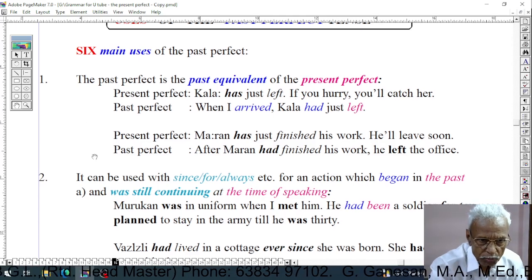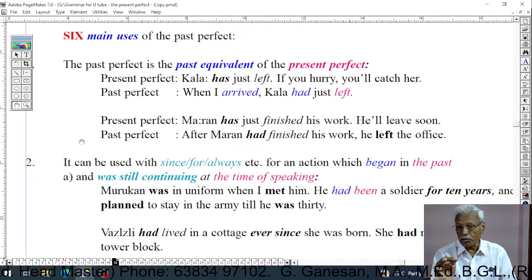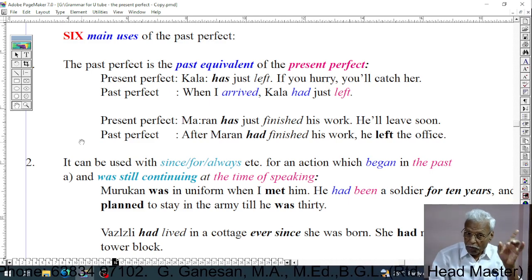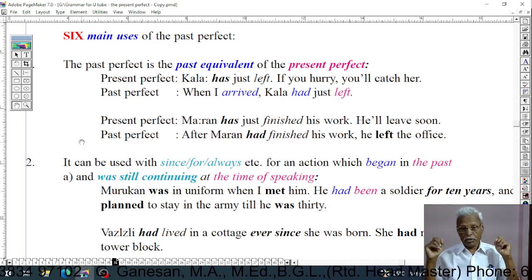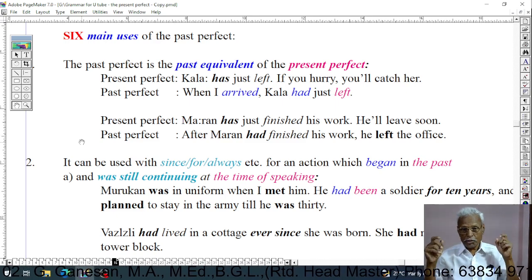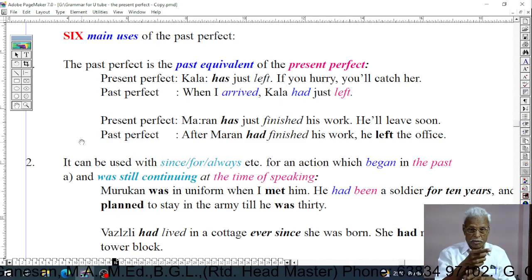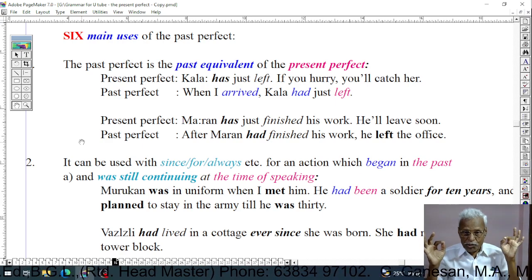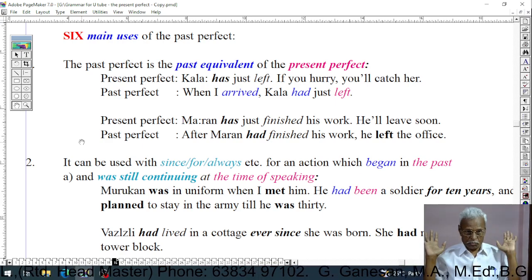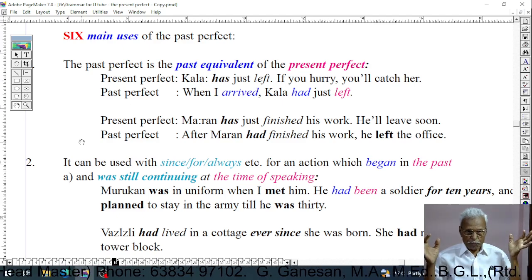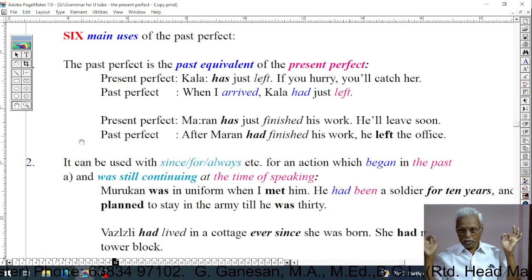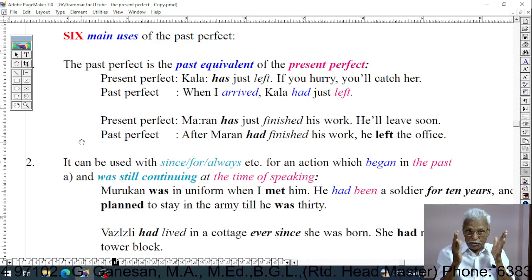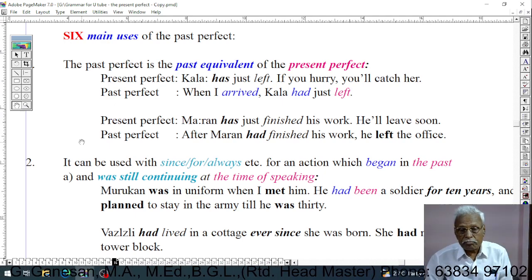And also the second example. Present perfect: Moran has just finished his work. He will leave soon. Past perfect: After Moran had finished his work, he left the office. So thus the past perfect is the past equivalent of the present perfect.